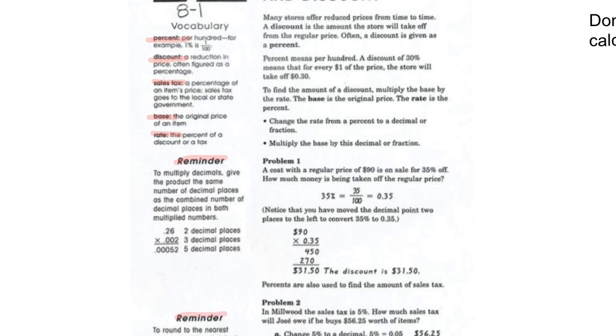And then we also have a reminder to round to the nearest cent. Look at the digit in the thousandths place. Round up if the digit is 5 or greater. Round down, or the number stays the same, if it's less than 5.